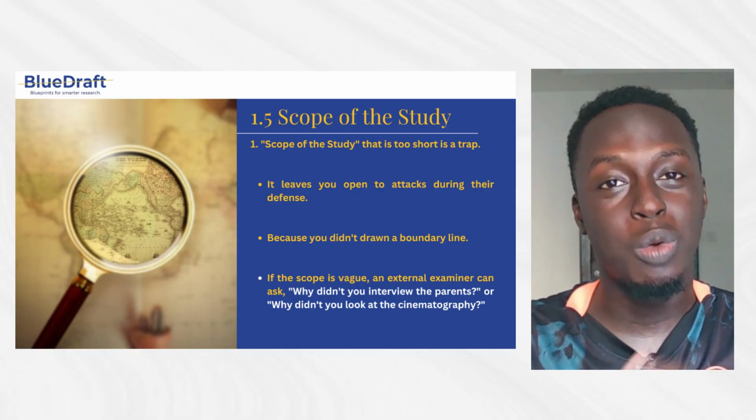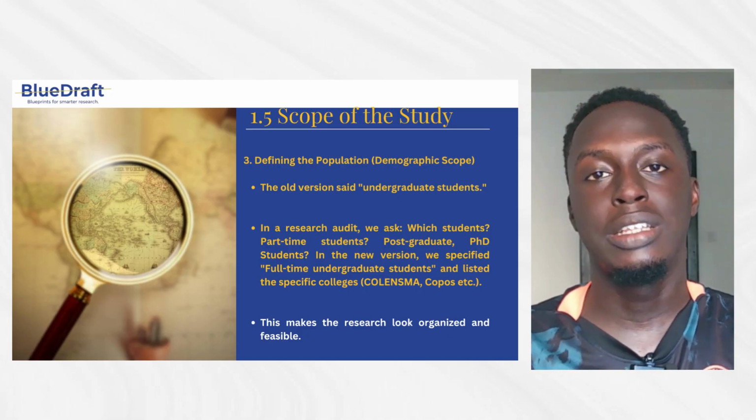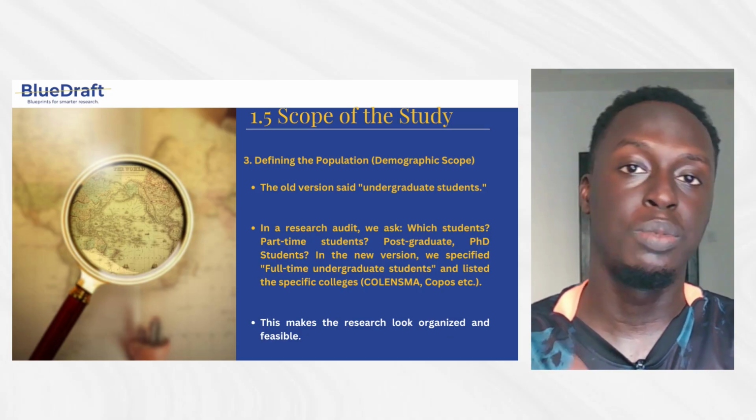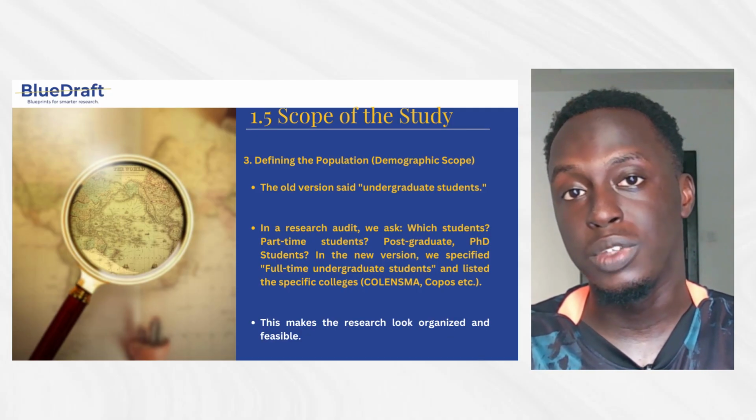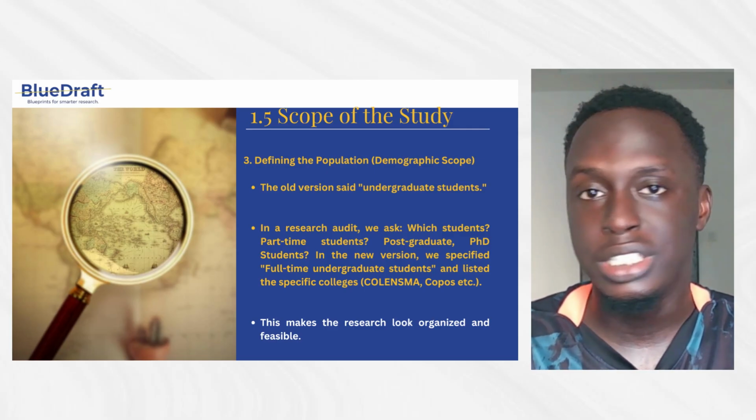So this is going to help you when you're defending your work. You need to be clear on the where. And you said it's Caleb University. What is the population scope? Are you targeting full-time undergraduate students? Are you targeting master's students? Are you targeting PhD students?